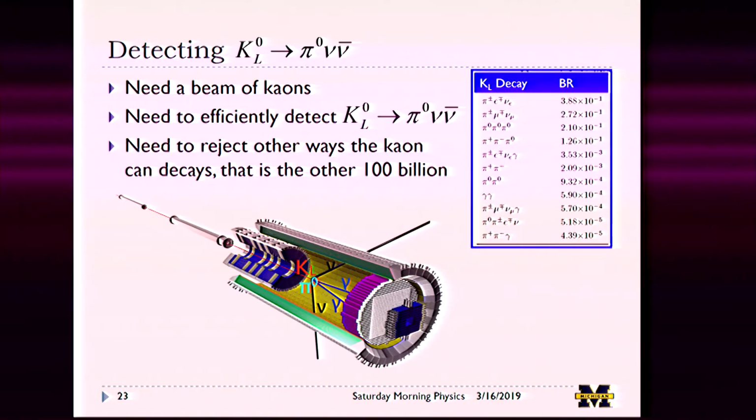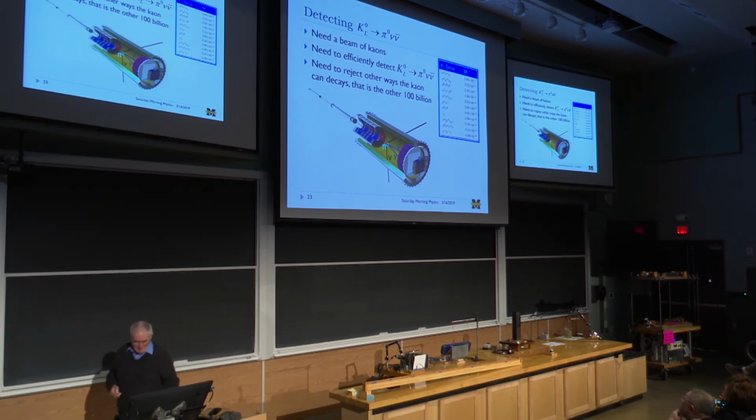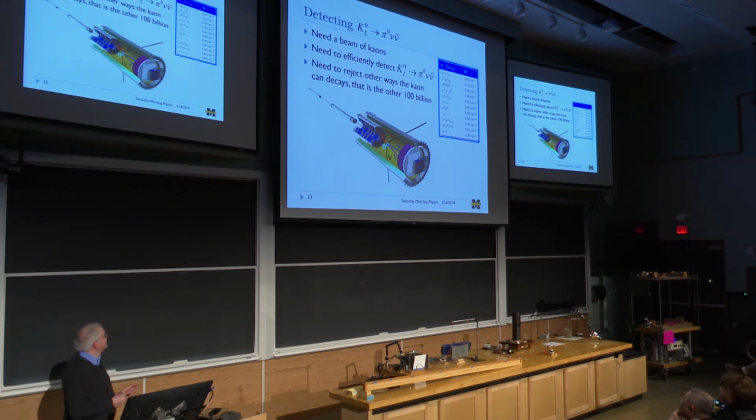So we need a beam of kaons, need to efficiently detect when this happens, and we need to reject those other 100 billion kaons that are coming in here and decaying. So what we have is, this is our detector for the signal, and surrounding this is the detector to eliminate all of these other backgrounds coming in. You have to be an optimist to want to do this.